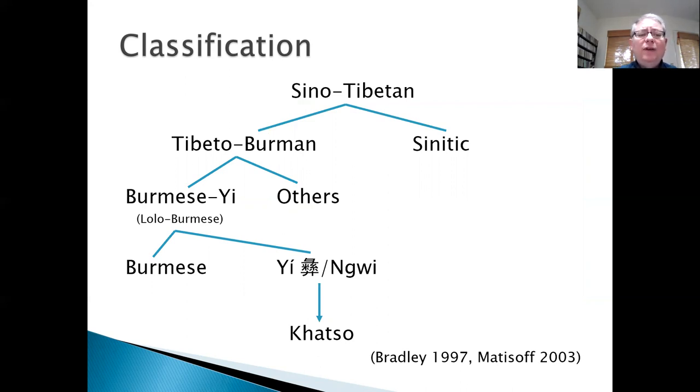Within the Tibeto-Burman branch, we've got the Burmese-Yi group. This was formerly known as the Lolo-Burmese group, but Lolo was considered pejorative, so it's not used anymore inside of China. Instead, those people refer to themselves as Yi, Y-I. Scholars often now refer to it as Ngwi, which is a reconstructed form of the word Yi. And Khatso belongs to this branch. Now there are lots of different languages and dialect chains in this branch. It's a little bit confusing. Not all of these languages have been well documented, but it's pretty clear that Khatso belongs to this group, but its position within the group is not so clear.